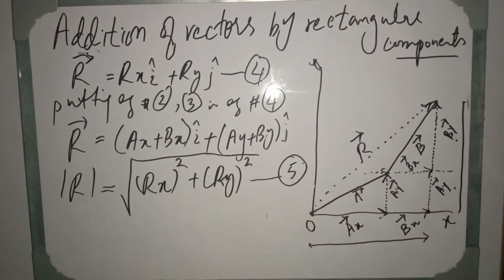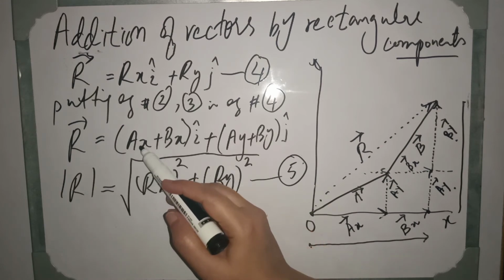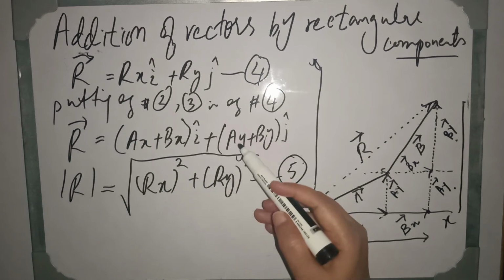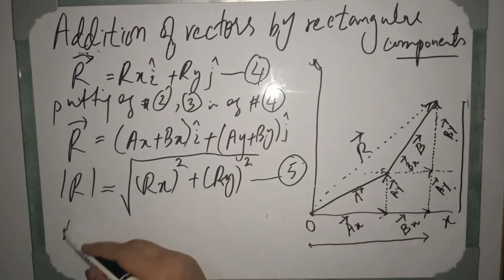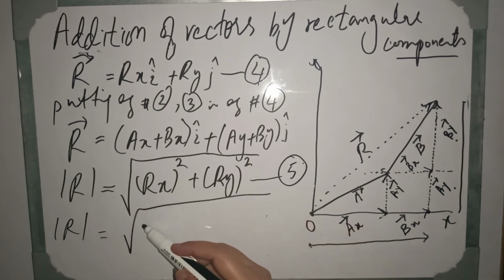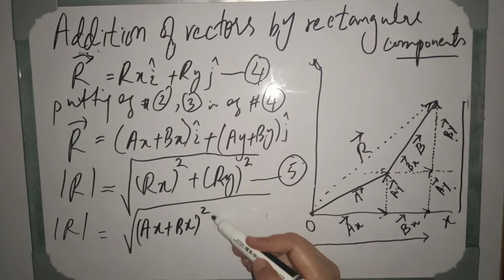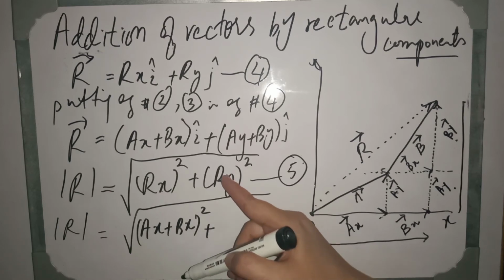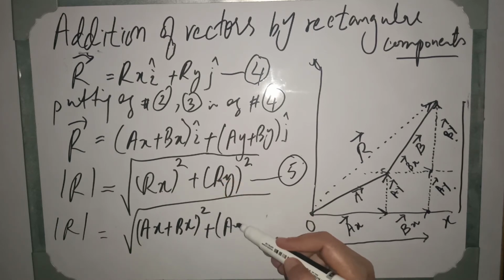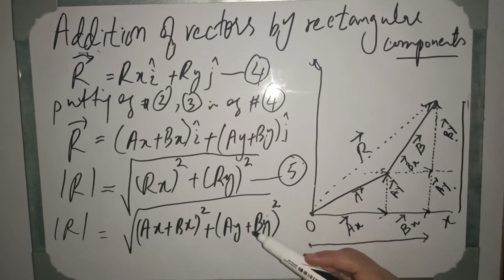In this magnitude of r, we can again put the values of rx and ry, where rx is equal to ax plus bx, and ry is equal to ay plus by. To put these values, we will write down r equals under root, instead of rx, I will write down ax plus bx whole square, and then instead of ry, I may write down ay plus by whole square. Now this is the magnitude of the resultant vector.